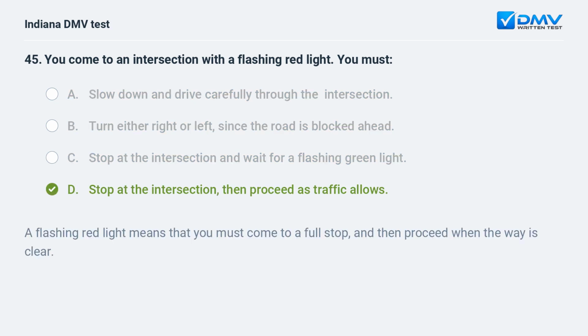d. Stop at the intersection, then proceed as traffic allows. A flashing red light means that you must come to a full stop, and then proceed when the way is clear.